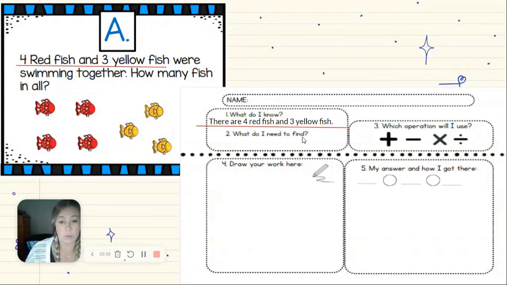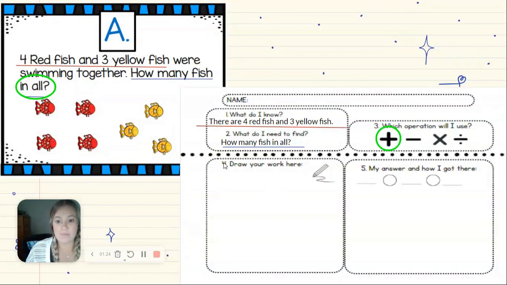Now I need to ask, what do I need to find? I look in my story problem, look for my question, and it says, how many fish in all? You've already completed step 1 and 2 so quickly. You then answer, which operation will I use? Look at your question, look for the clues. When I see that word in all, that means I'm going to add. I'm going to put 2 parts together to make a whole.